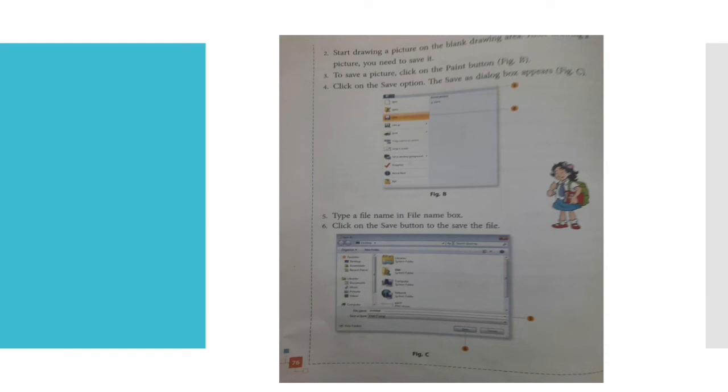First, what we have to do is draw a picture on the blank area. After drawing a picture, we have to save it. How do they save? See, can you see the top picture? The fourth one is named. They have saved. Click on the Save option.